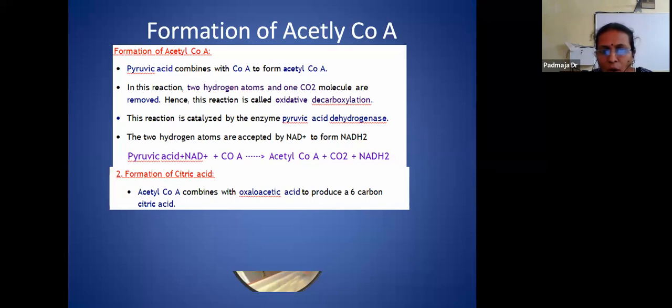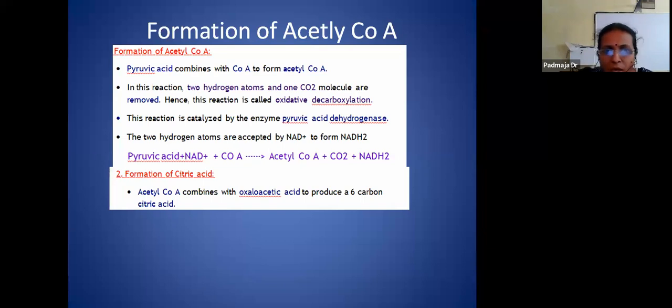So in this reaction, 2 hydrogen atoms and 1 CO2 molecule are removed. Hence, this reaction is called oxidative decarboxylation. As a result of this CO2 being removed from the pyruvic acid, it becomes a 2-carbon compound, that is acetyl CoA. This reaction is catalyzed by the enzyme pyruvic acid dehydrogenase. So every step must be catalyzed by enzymes.